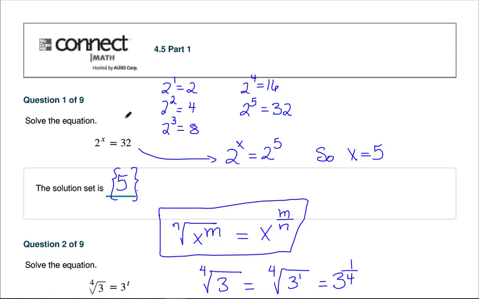Welcome to Math 1314, Section 4.5. In this section, we begin to look at exponential and logarithmic equations.